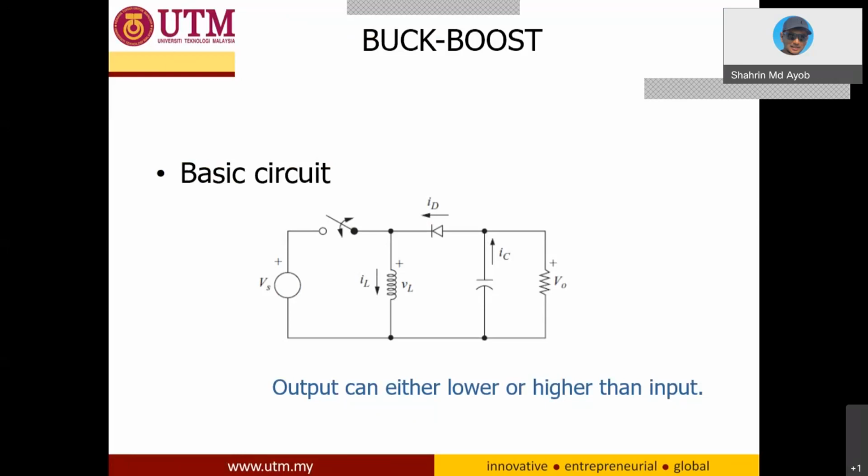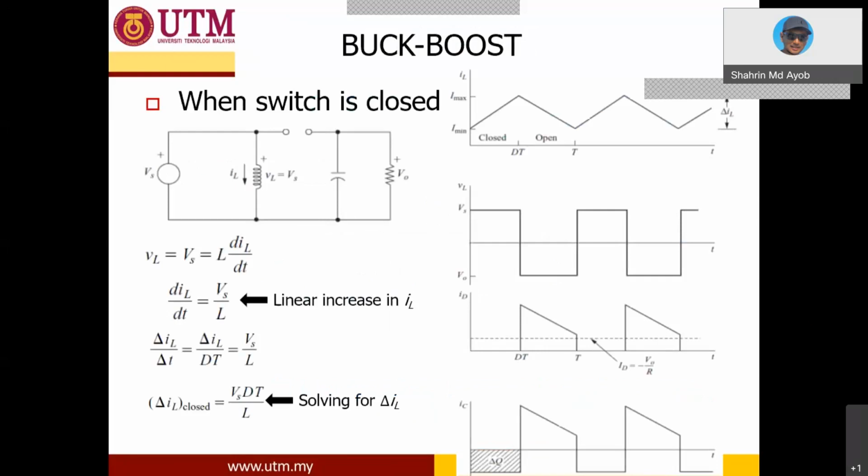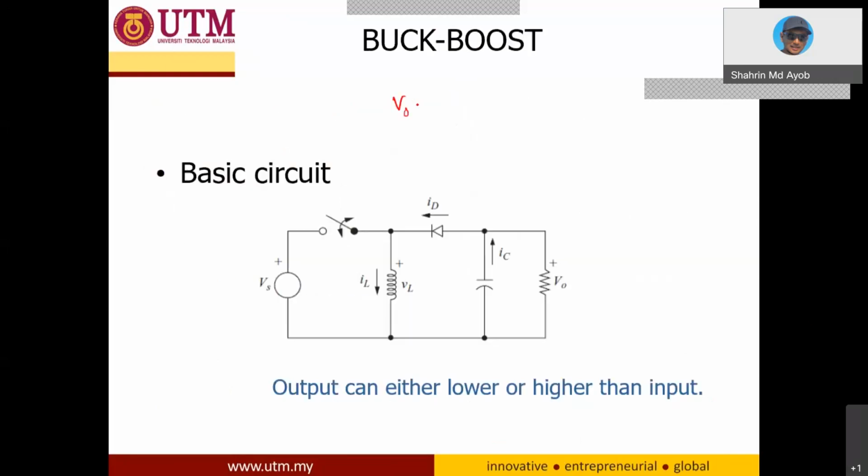The relationship between V out and V input is V out equals negative D over 1 minus D times V source, or V input. So this is the input and output relationship of the buck boost converter. How can we derive this relationship? It is by analyzing the steady state during the on state and also the off state.